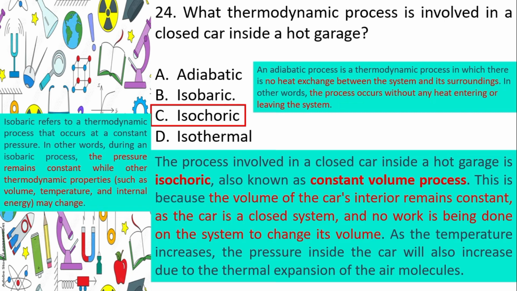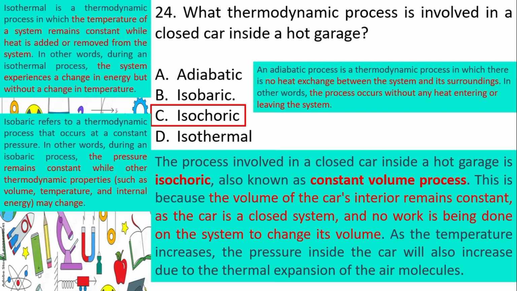Isobaric refers to a thermodynamic process where the pressure remains constant. Here, in isochoric, the volume is constant. In isobaric, the pressure is constant. But the other properties like volume, temperature, and internal energy may change. That is isobaric. Isothermal, on the other hand, the temperature of a system remains constant while heat is added to or removed from the system.